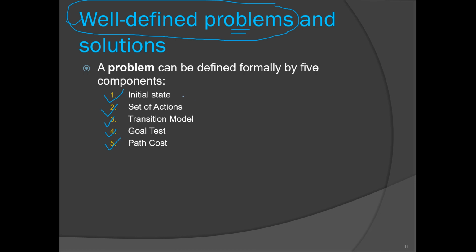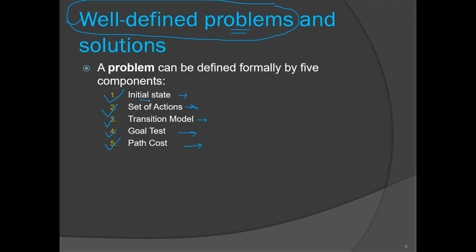Okay, so we will state our problem in terms of these 5 components. They will try to cover all the aspects of your problem. Here we are not concerned with the solution. Here we are trying to define our problem in an unambiguous way. So what are those 5 components?